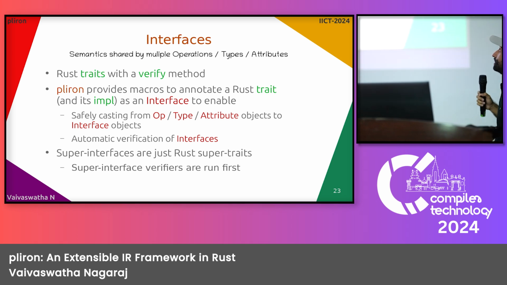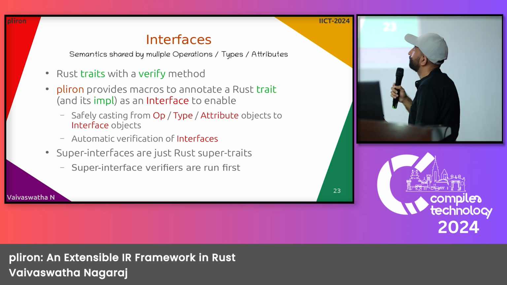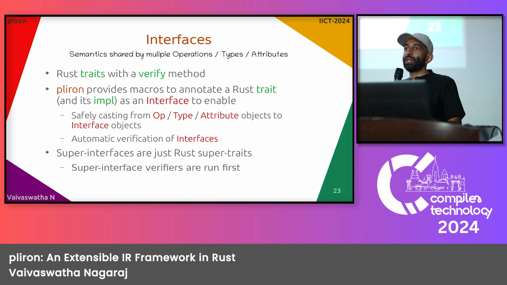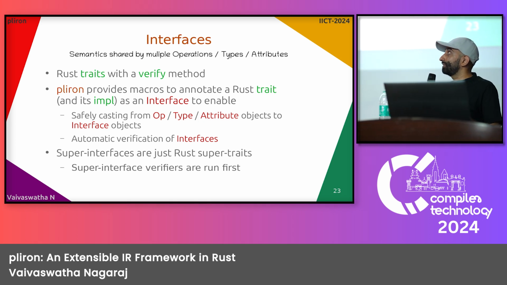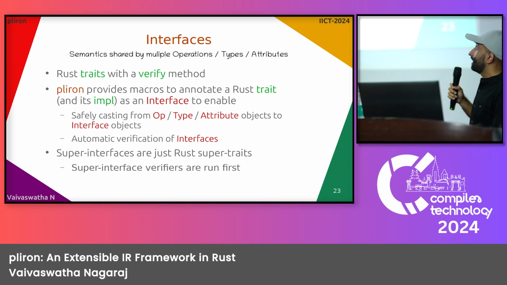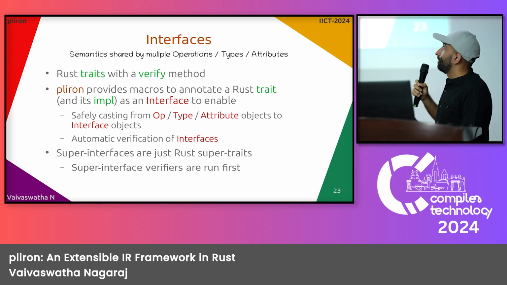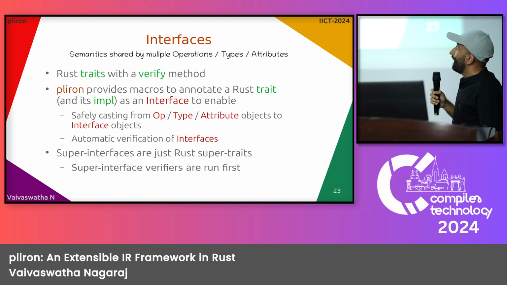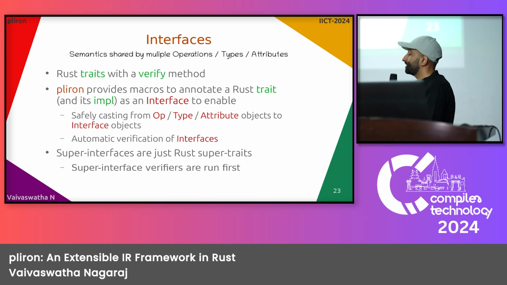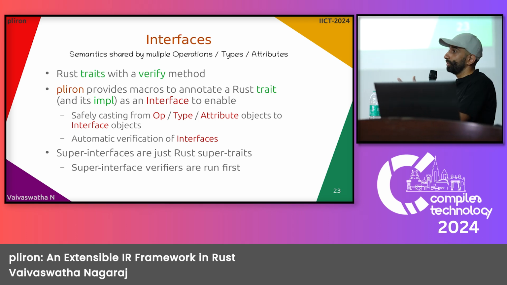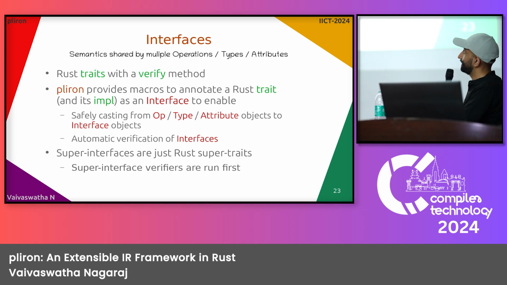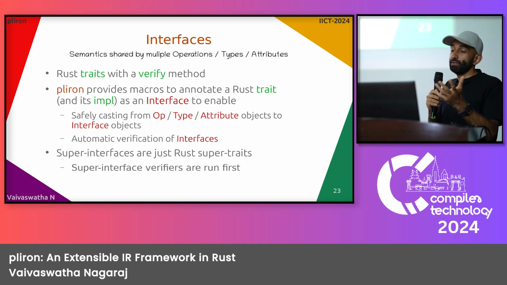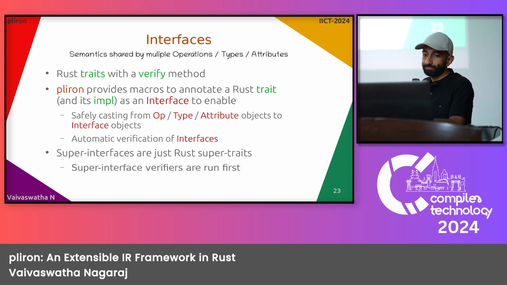And finally, interfaces. We saw how important interfaces are for an extensible compiler. The good thing about using Rust is that Rust has traits. And conceptually, traits are really what interfaces are. So we just piggyback on that. What pliron additionally provides is some macros to annotate a trait as an interface. And what this allows is to safely cast between an operation object to any trait, any interface that it implements. And also this allows automatically calling the verifiers on each interface that an operation implements.